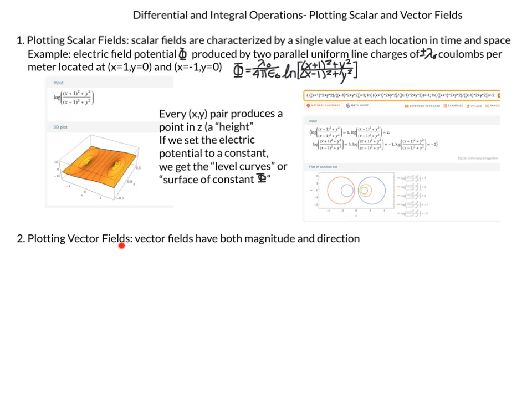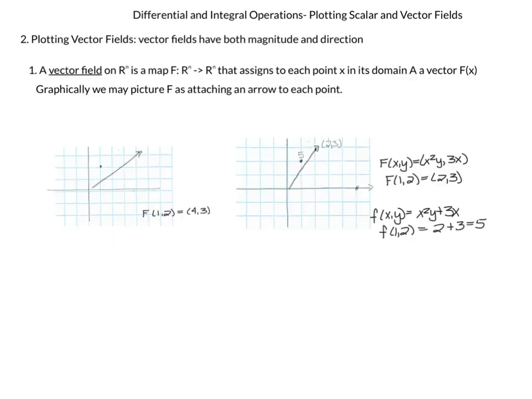So next we have plotting vector fields. And vector fields have both magnitude and direction. We are going to start with an example from vector calculus. The thing about vector fields is that they assign to each point in their domain a vector rather than just a scalar value. So for example, if we have a vector function capital F that takes x equals 1, y equals 2 as an input and outputs the vector (4, 3), the way we represent this is by attaching an arrow, a vector, to each point.